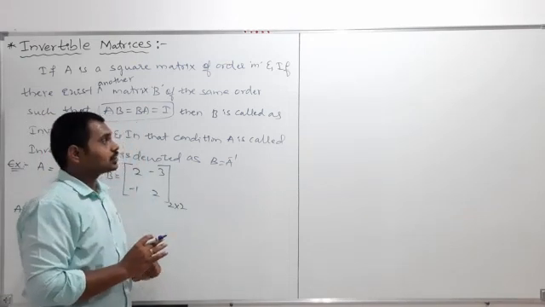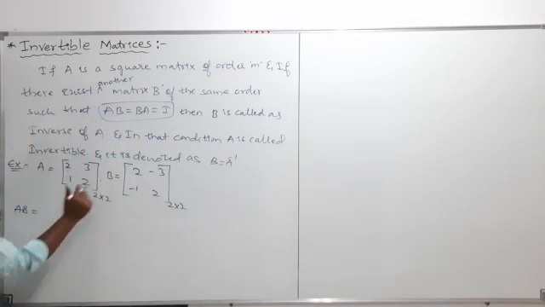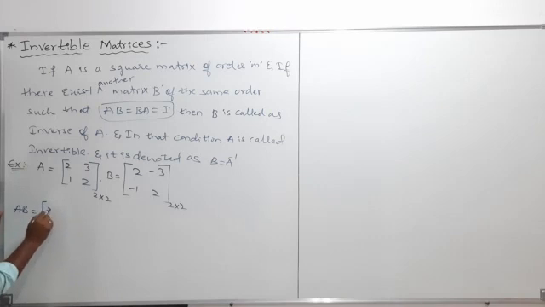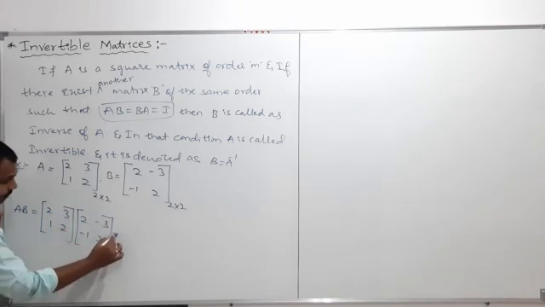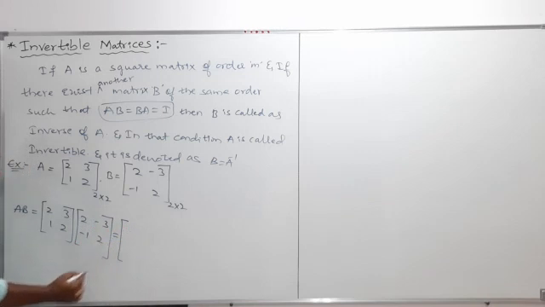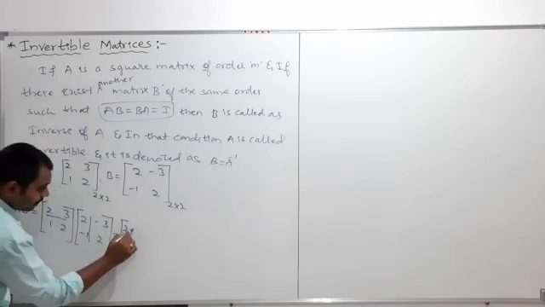Please concentrate my dear students. The concept is very simple. So multiply these two. First I will multiply, my dear students, [2 3; 1 2] into [2 -3; -1 2]. And already we know how to multiply two matrices. The multiplication of two matrices is done by rows by columns. That already we discussed.